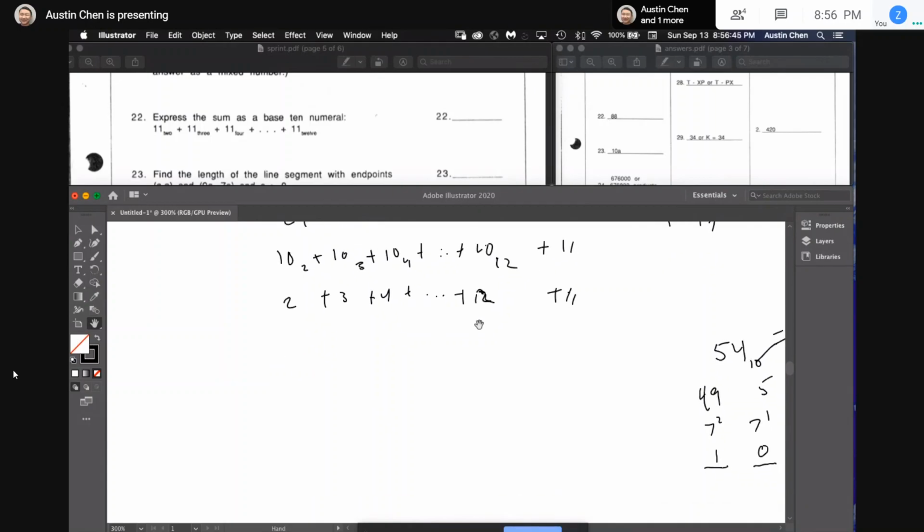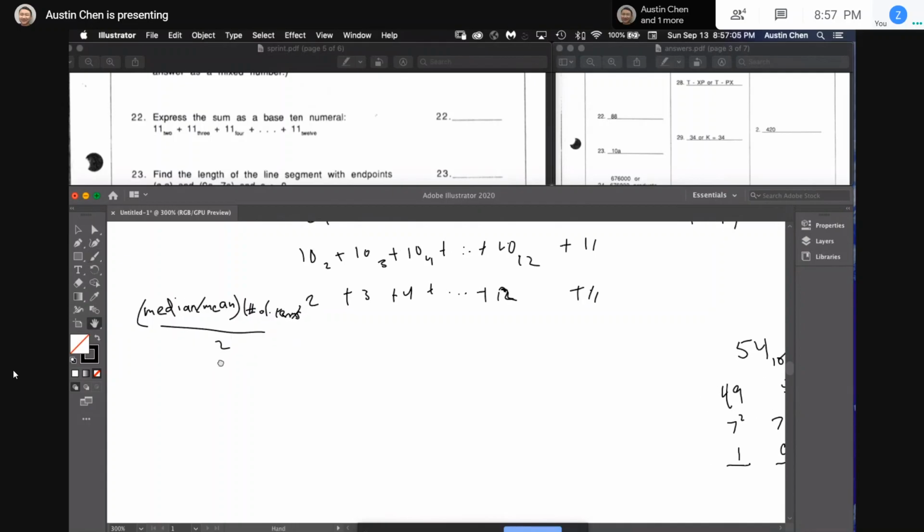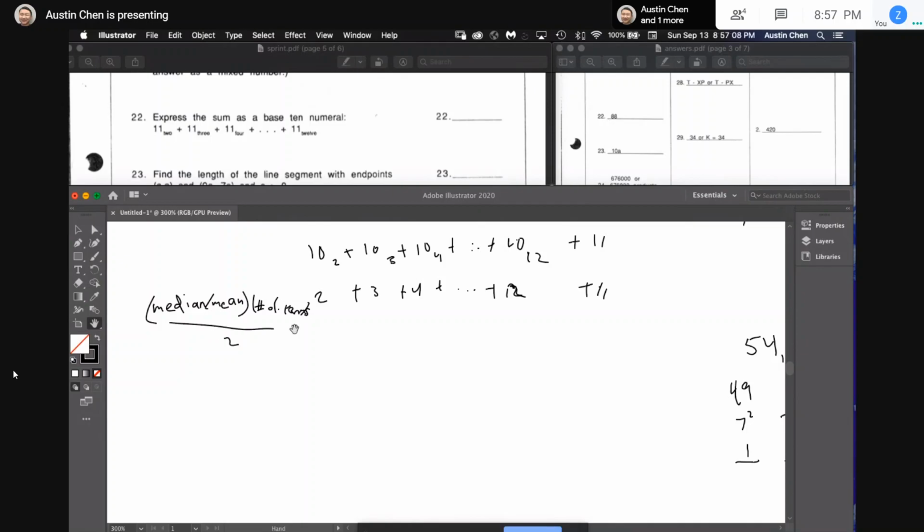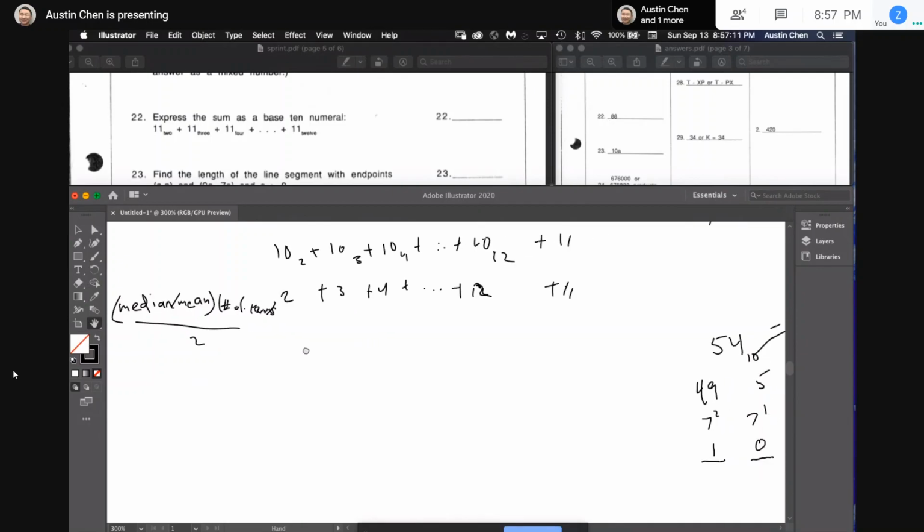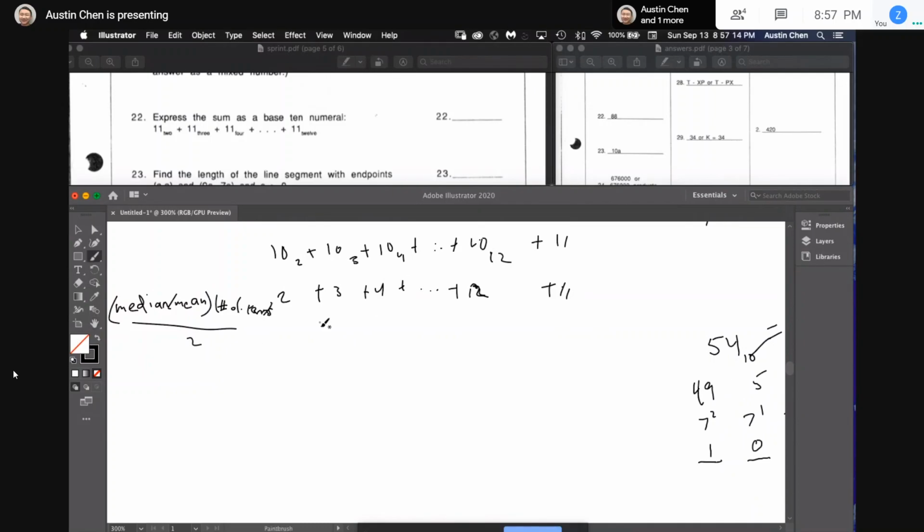So our arithmetic sequence formula is you take the median or the mean, because the median and the mean of an arithmetic sequence are the same, and then you multiply it by the number of terms, and then you divide it by 2. So that is the formula for a sum of the arithmetic sequence. Our number of terms is going to be 11. Our median or mean is just going to be the average of the first and last numbers. So that's going to be 14 over 2, or 7. And then we're dividing it by 2.